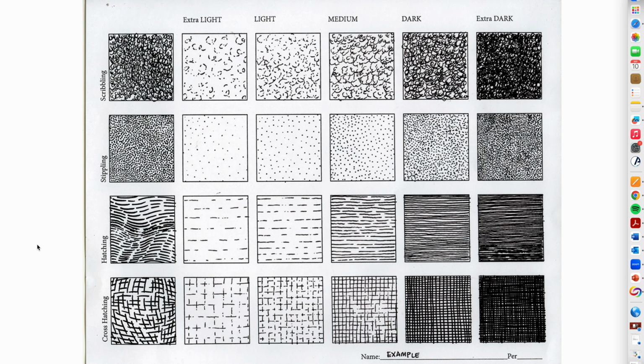This is some examples of how you can use different scribbling, stippling, hatching, cross-hatching, and things to create value. So remember we said we're going to add value to create form? Here's different ways to do that. So we have light on the left to dark on the right. So those are different levels of value.